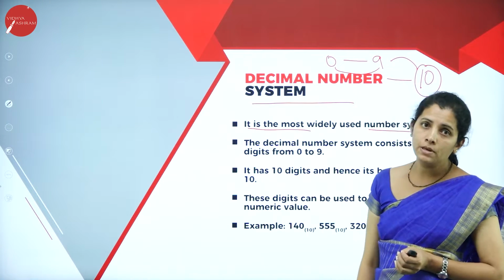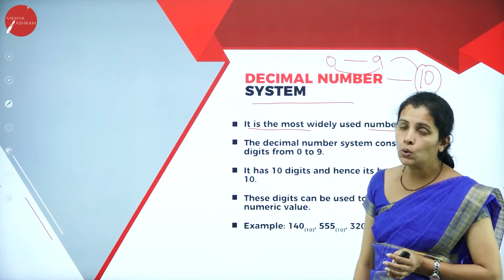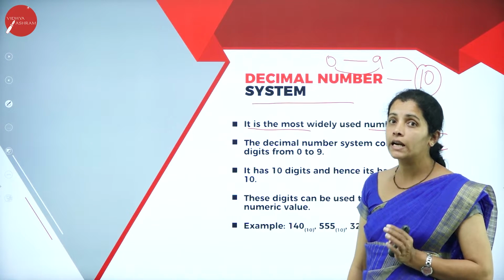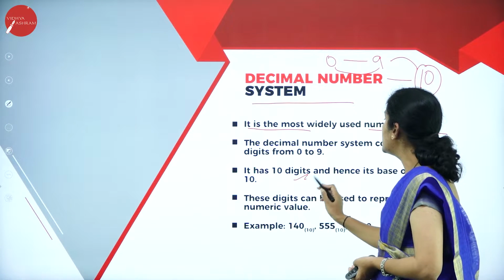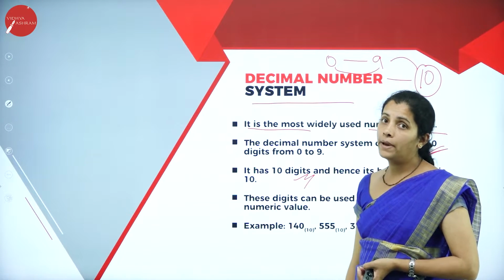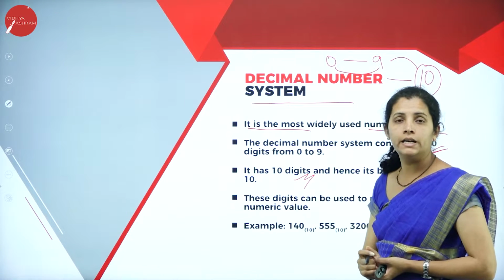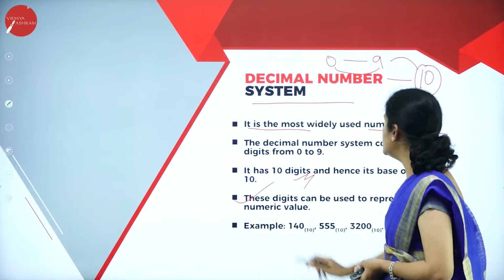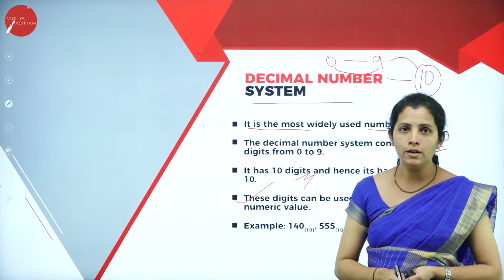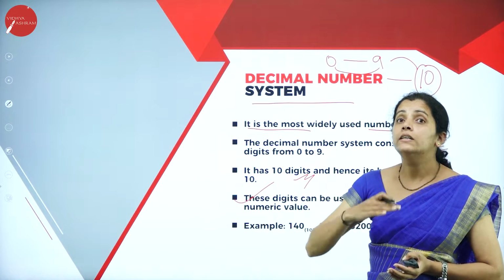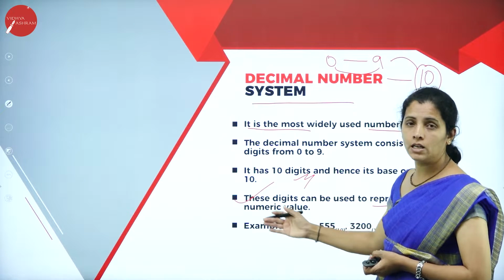So the decimal numbers are represented by 10. That means it includes 10 digits, the range starts from 0 to 9, and it has 10 digits, hence the base is 10. What's the radix for the decimal number? It is 10. These digits can be used to represent any numerical value. That means the decimal number system is used to represent any numerical value.